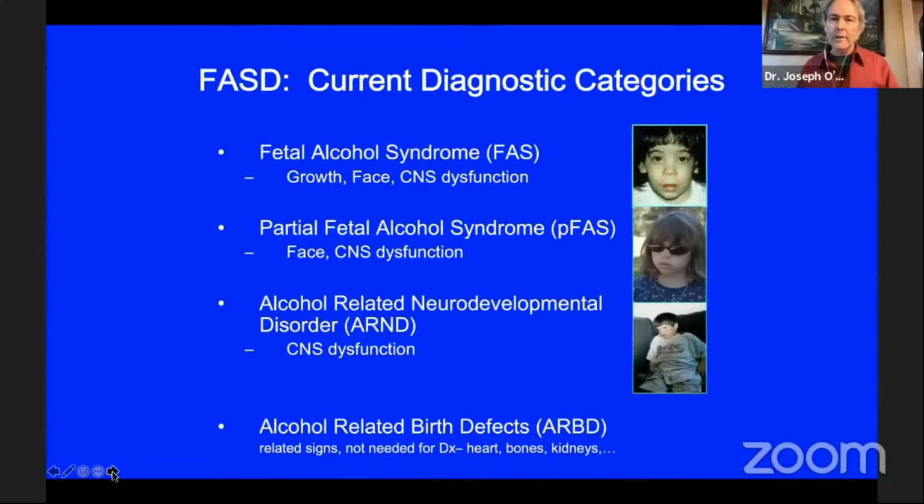Here are the different diagnostic categories along the fetal alcohol spectrum. The first one we talked about already, that's the full-blown fetal alcohol syndrome, FAS. For that, you need the growth criterion, the facial stigmata, and CNS dysfunction. The second one, this is kind of an order of severity here, is partial fetal alcohol syndrome, PFAS. For that, you only need the face and the CNS dysfunction. The third, least severe, is alcohol-related neurodevelopmental disorder, ARND, and for that, you only need CNS dysfunction and evidence of alcohol exposure. And here we have pictures of some kids who meet each of these categories.